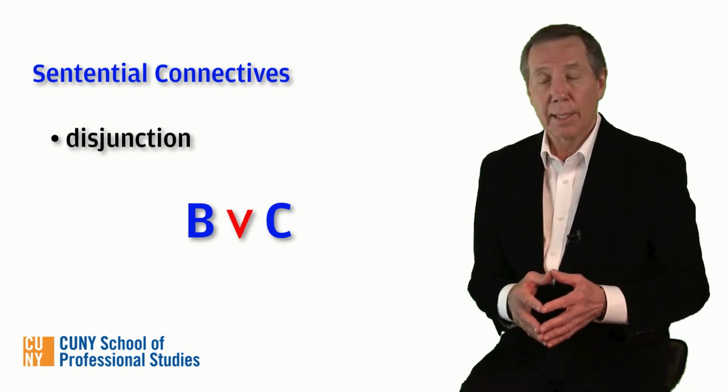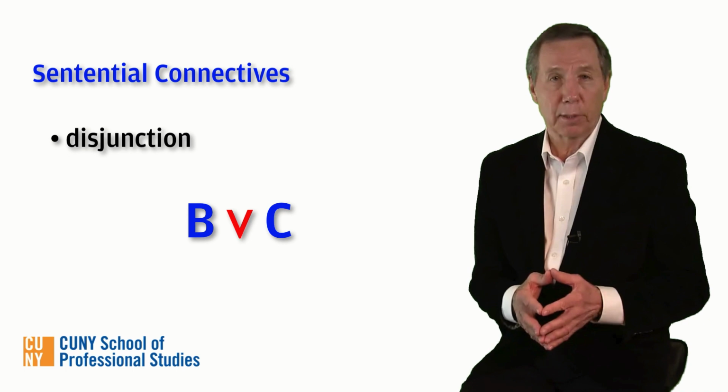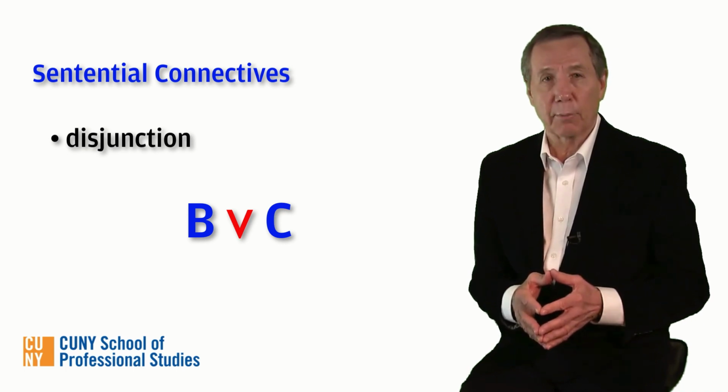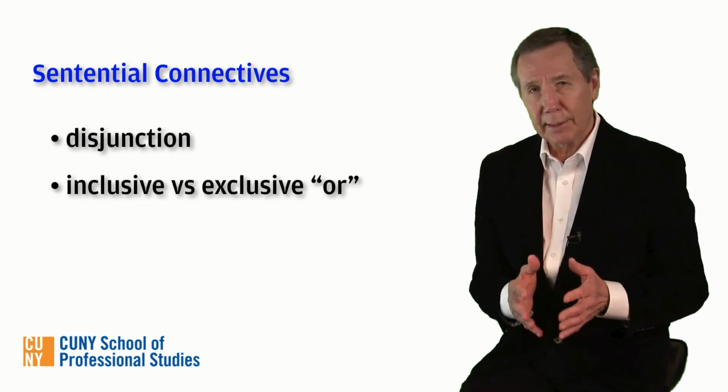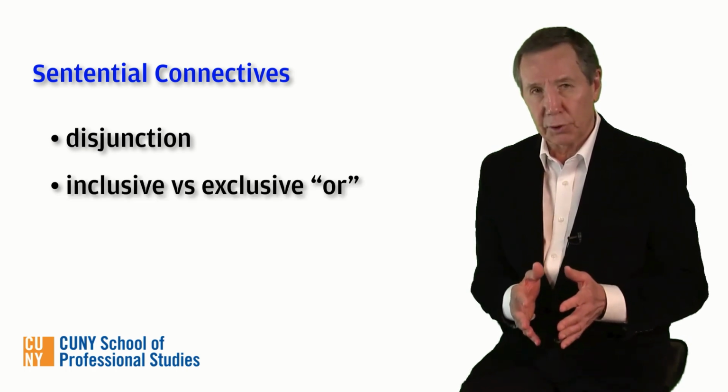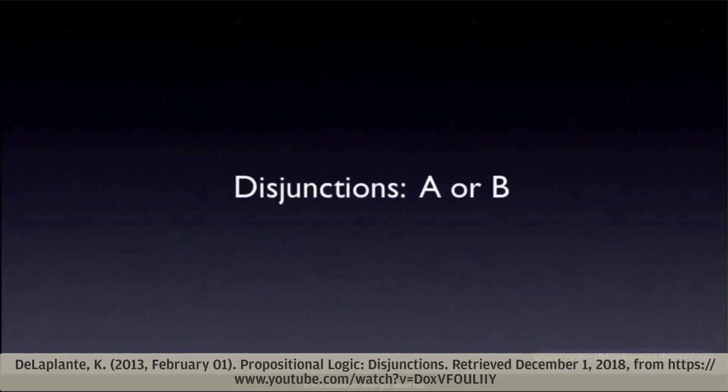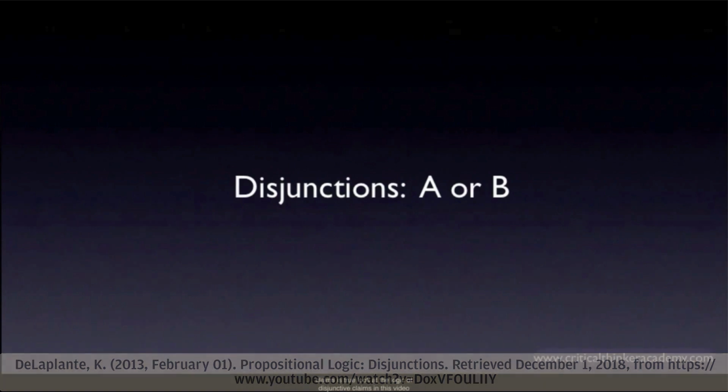Here's another video from Professor Delaplante that examines the truth table for disjunction. Note the distinction between inclusive and exclusive disjunction. You form a conjunction when you assert that two or more claims are all true at the same time. You form a disjunction when you assert that at least one of a set of claims is true. We'll look at the logic of disjunctive claims in this video.